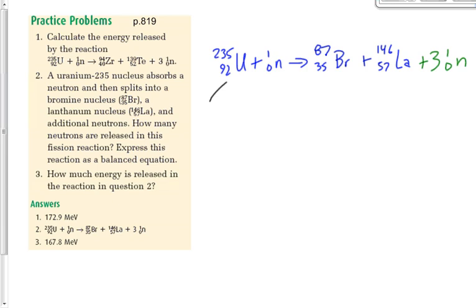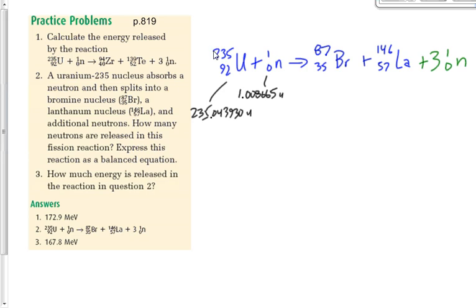What's the mass of uranium-235? Yep. 235.043930. Okay, and that's going to be in atomic mass units, right? Okay, thank you. Now we're going to have to convert that to kilograms ultimately, but we're probably going to wait till close to the end to do that, so we don't have to do the conversion 5, 6, 7 times. The mass of a neutron, 1.008665 atomic mass units. Now let's look at the bromine over here on the right-hand side.